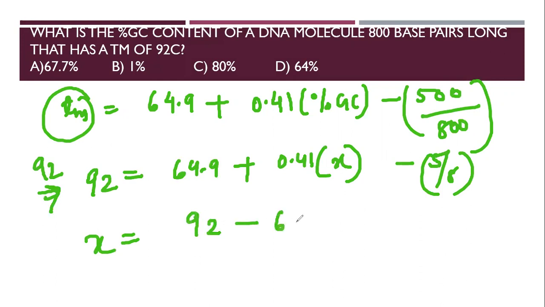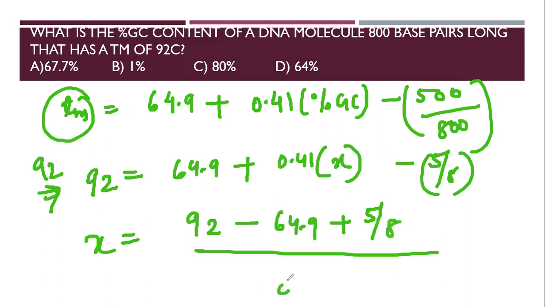x is 92 minus 64.9 plus 5 by 8 divided by 0.41. Agree? Yes, ma'am. Some value you will get. If you solve it, you're going to get around 67 point something percentage.